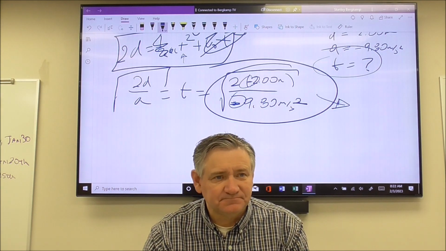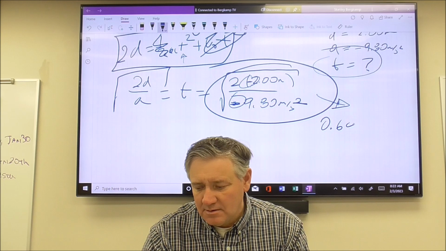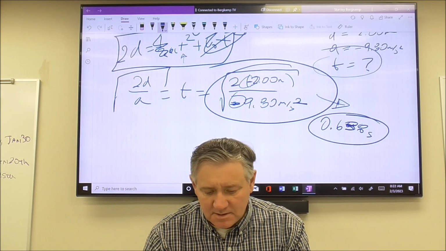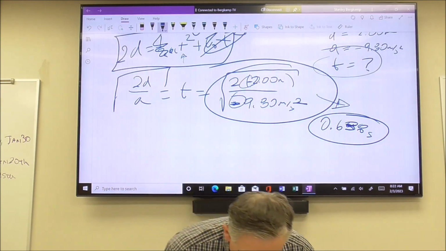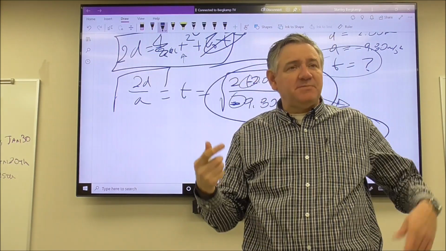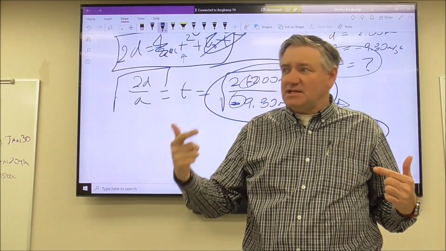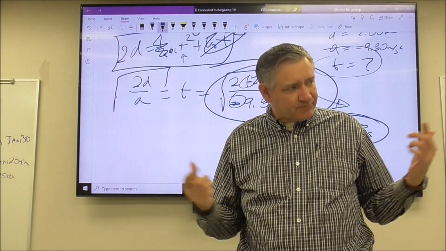Nathan, what'd you get? 0.64 or 0.638. 0.638. Okay? So, and we can test this. Okay? So if I hold this up to a height of 2 meters and I drop it, I should be able to time that and see if it matches 0.638 seconds. If it does, we did all right.